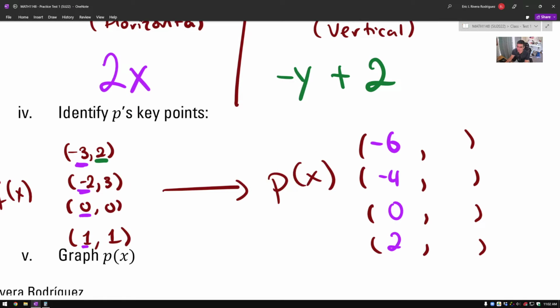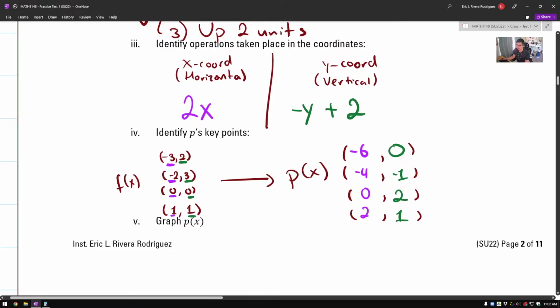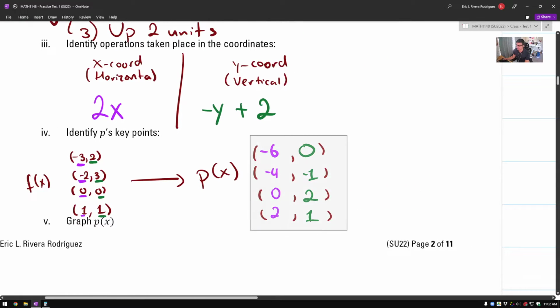Then I'm going to take all the y coordinates of f, and I'm going to multiply them by -1 and then add 2. 2 times -1 is -2 plus 2, that gives me 0. -3 plus 2, that gives me -1. -0 plus 2, that gives me 2. And -1 plus 2, that gives me 1. So those are the key points of p of x.